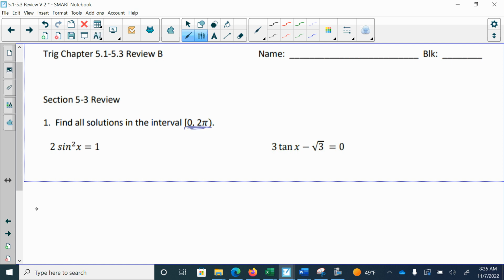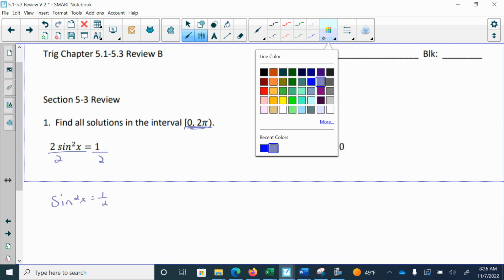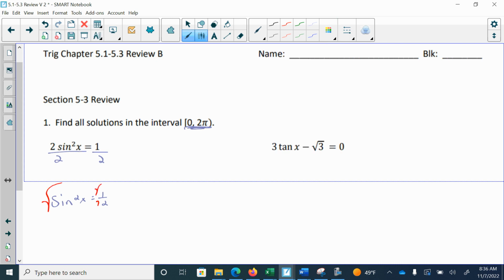So here I have 2 sine squared x is equal to 1. So I'm going to divide both sides by 2, and I'll have sine squared x is equal to 1/2. Now I take the square root. Remember, I'm taking the square root of everything. So square root, square root, square root. So I end up with sine of x. Once I take the square root, it's going to be plus or minus. The square root of 1 is 1. The square root of 2 I cannot simplify, so I'm going to write it as the square root of 2.